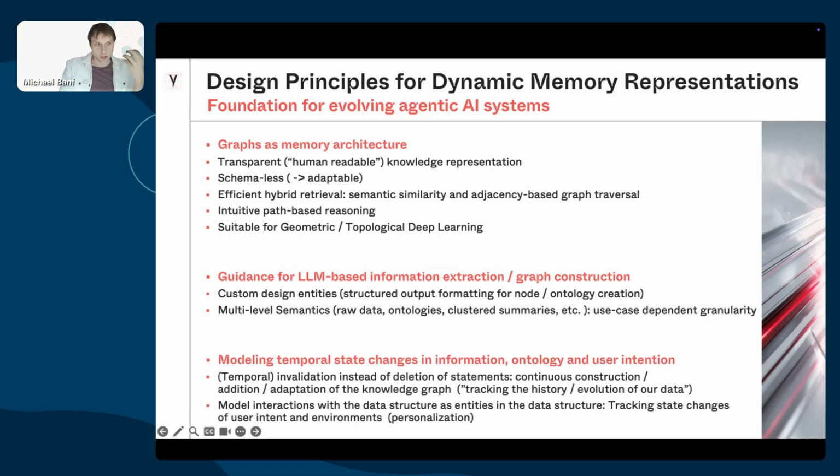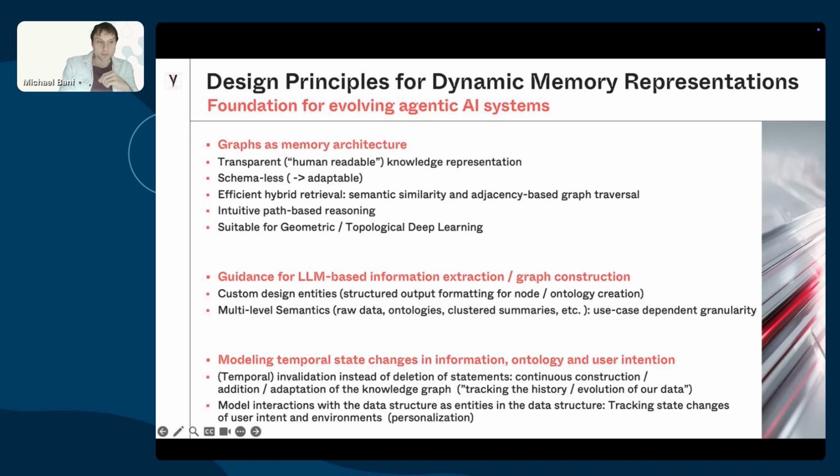On top of these two as a foundation, we have the modeling of the temporal aspect. That is potentially the way forward in building these evolving agentic AI systems: modeling temporal state changes with respect to information in a knowledge graph, with respect to ontologies, and also with user intentions and user interactions.